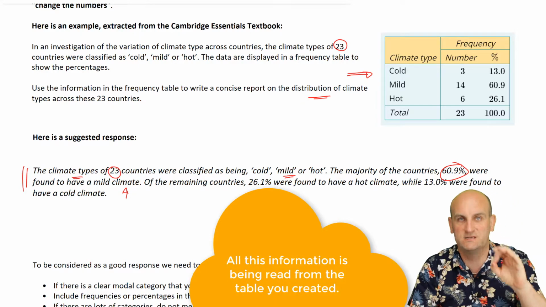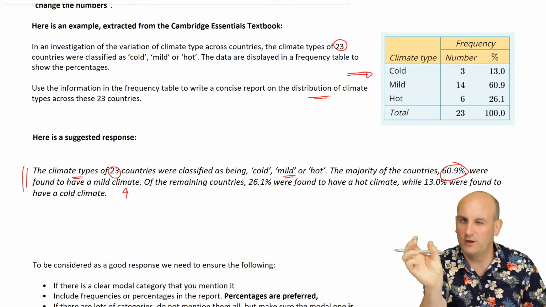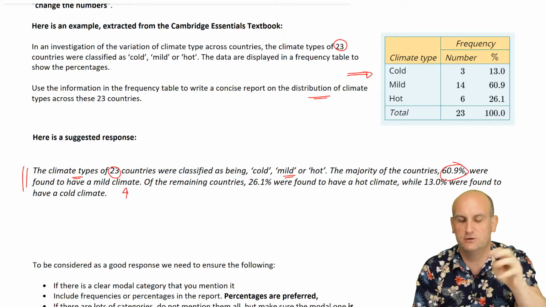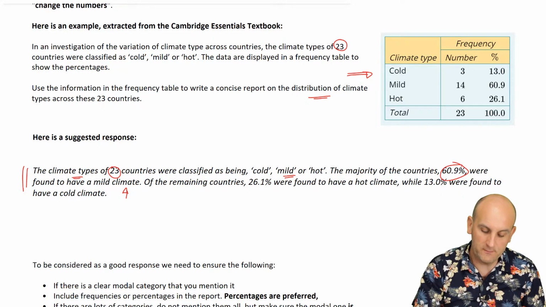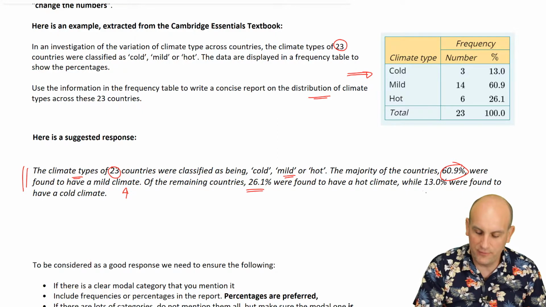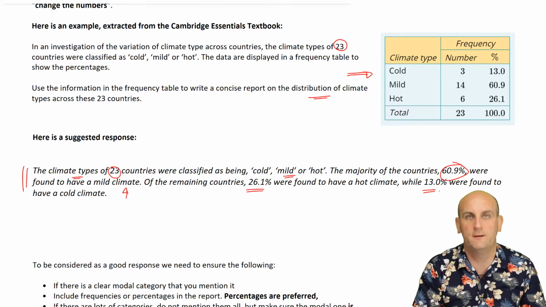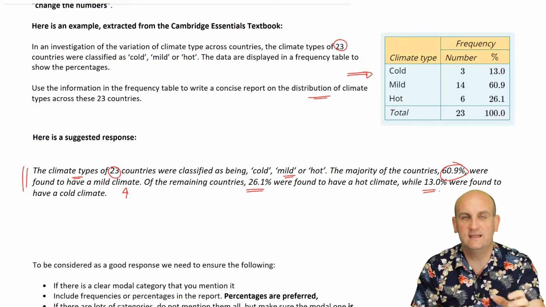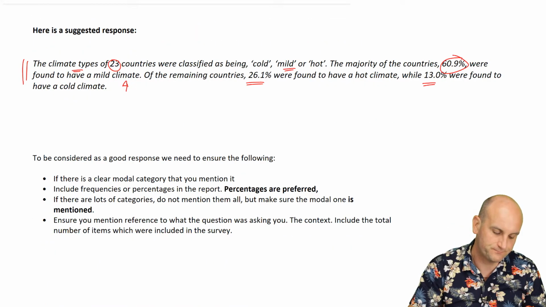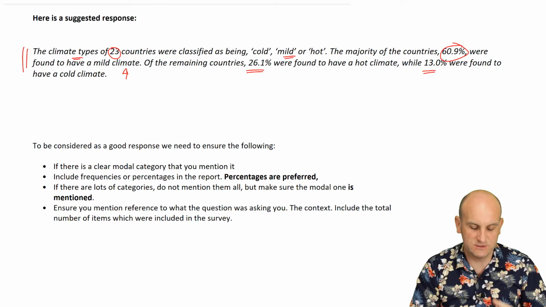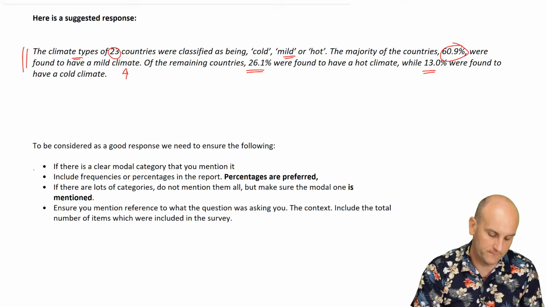So we're using the data. We're saying I can look at a percentage and I can relate it to a category. Of the remaining countries, 26.1% were found to have a hot climate and 13% were found to have a cold climate. We reference that data every single time. We started off by saying we knew what was important. And that is suggested to be considered a good response.